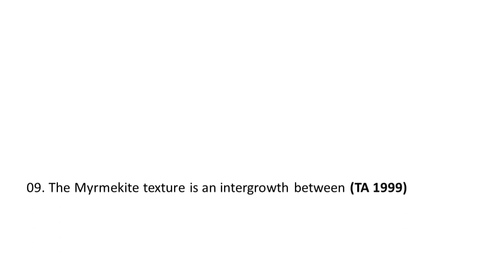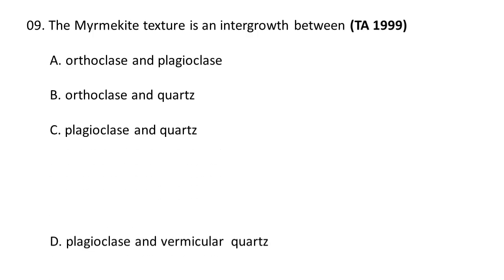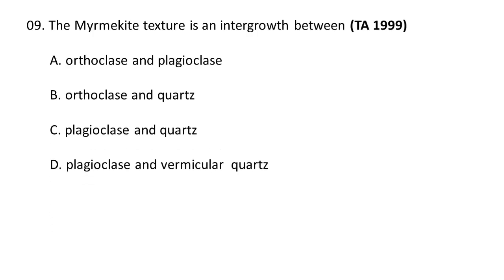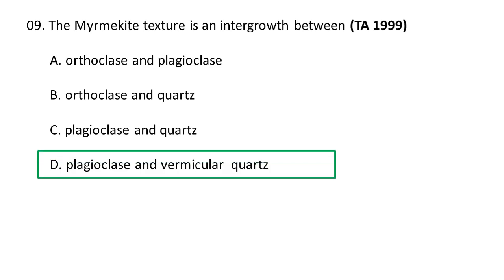Next question. The myrmekitic texture is an intergrowth between A. Orthoclase and plagioclase, B. Orthoclase and quartz, C. Plagioclase and quartz, D. Plagioclase and vermicular quartz. So obviously D. Plagioclase and vermicular quartz is the correct option. Myrmekite texture is a wormy or vermicular intergrowth of quartz in plagioclase feldspar, typically less than 1 millimeter in size, and it is often found in felsic rocks such as granite and is commonly associated with potash feldspar. So D is the correct option.